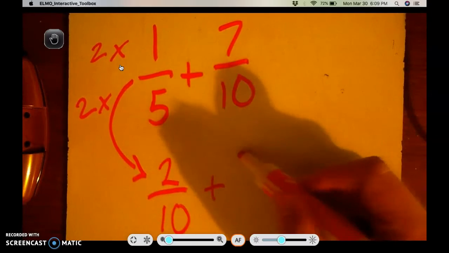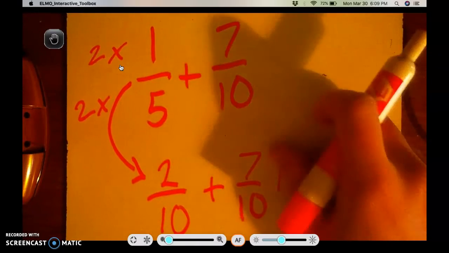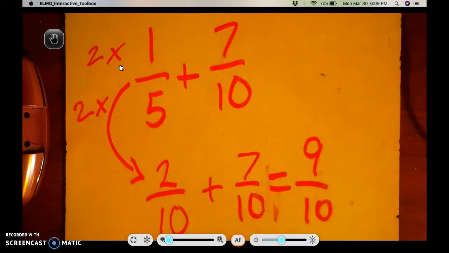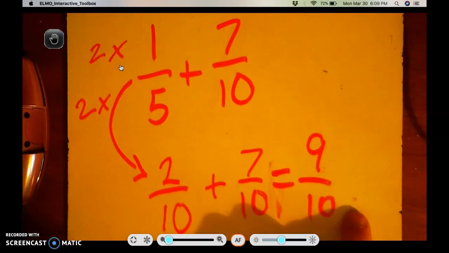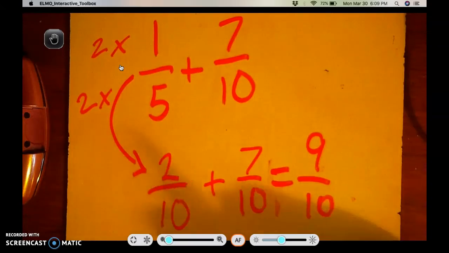Now we can add them because they're like fractions. 2/10 plus 7/10 is going to equal 9/10. Again, we can't reduce this one or simplify it because the only number that goes into both 9 and 10 is 1. Do just a couple more.